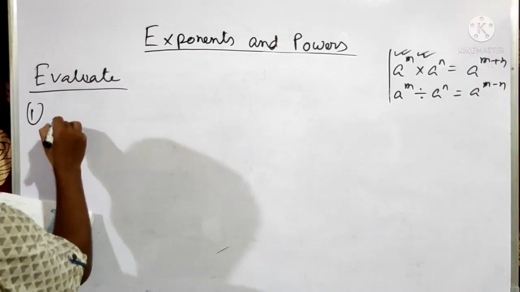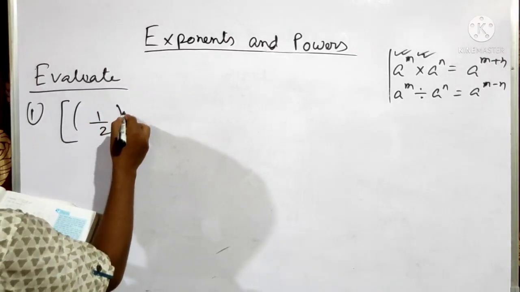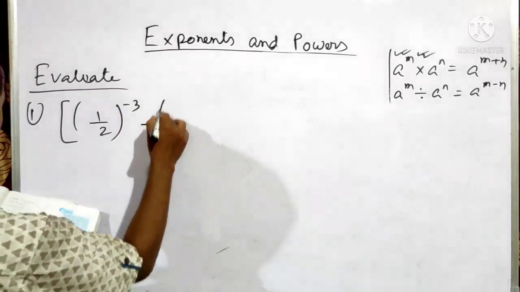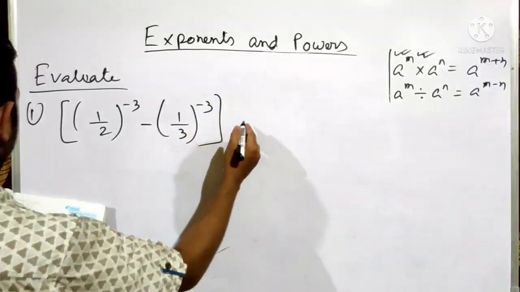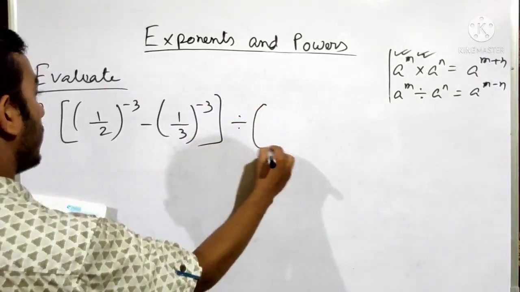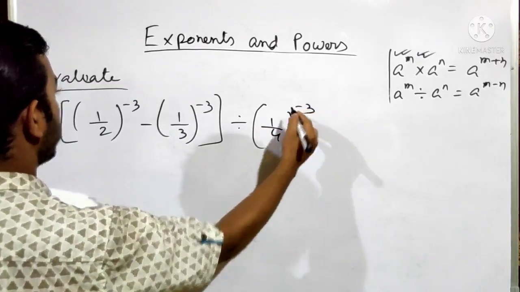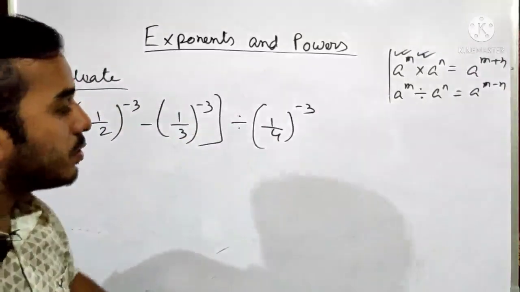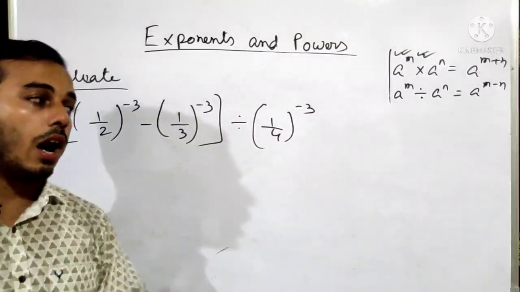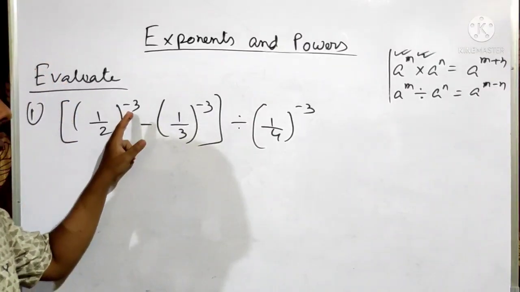Number 1: 1 by 2 whole power minus 3, minus 1 by 3 whole power minus 3, then third bracket divided by 1 by 4 power minus 3. Clear? 1 by 4 power minus 3. So how to evaluate this, or how to solve this? Look at the board. Here the power is minus, isn't it?